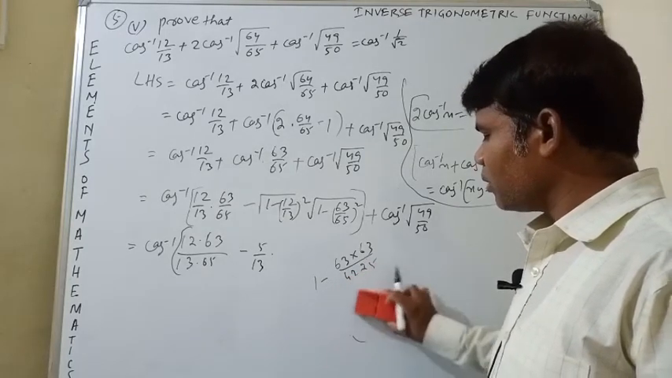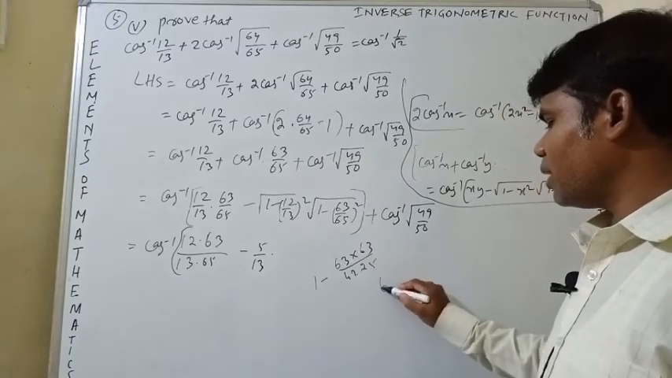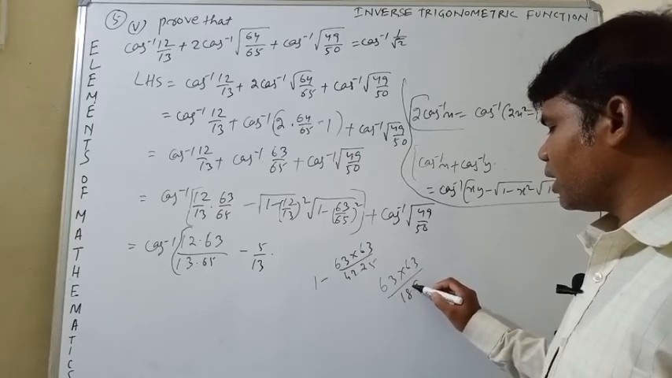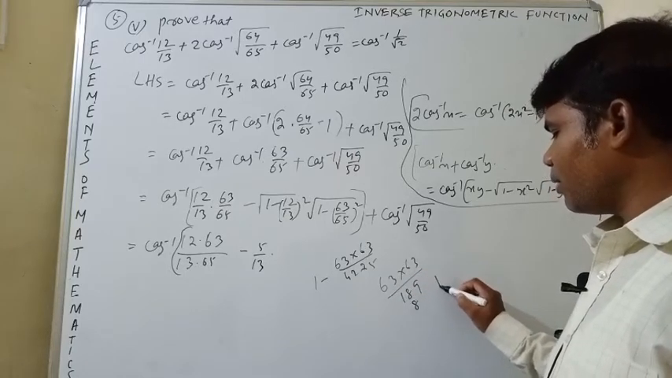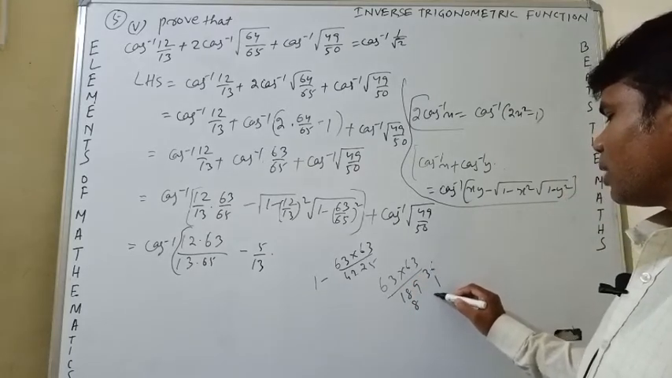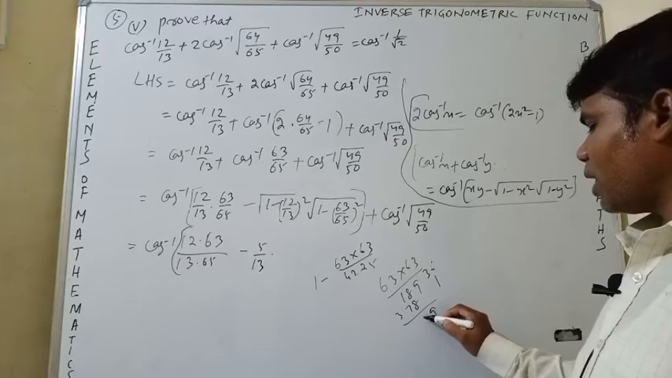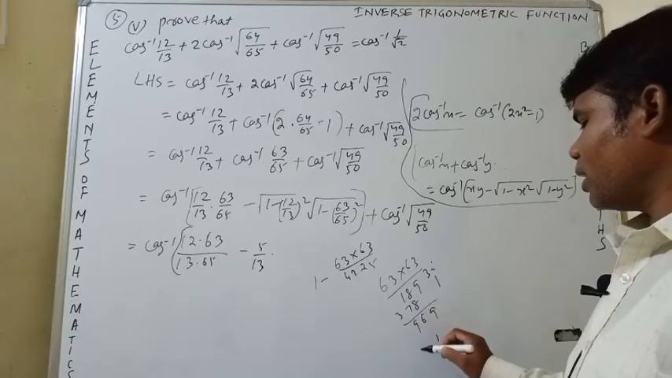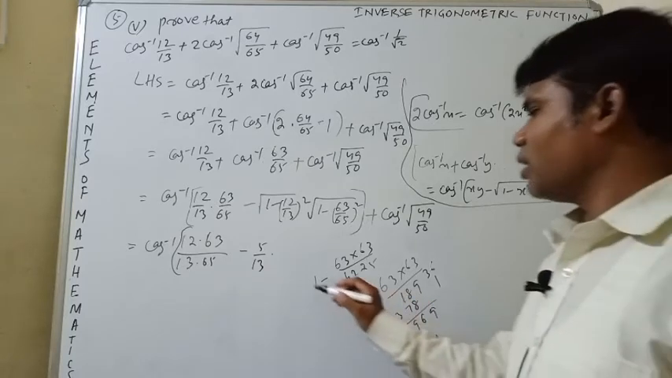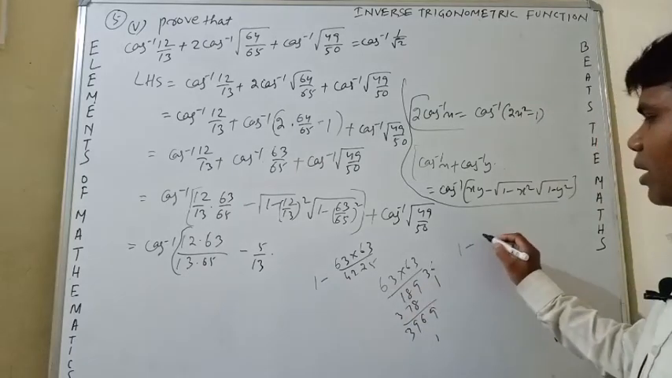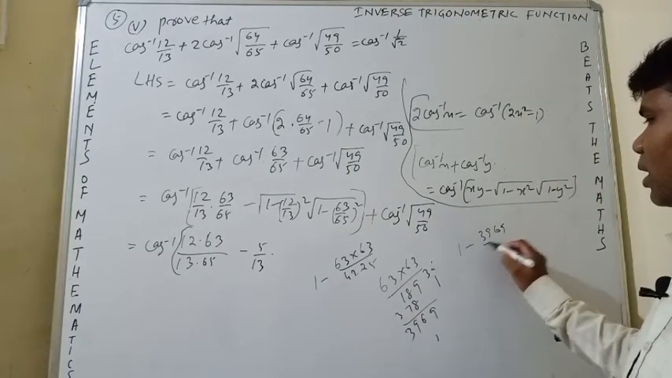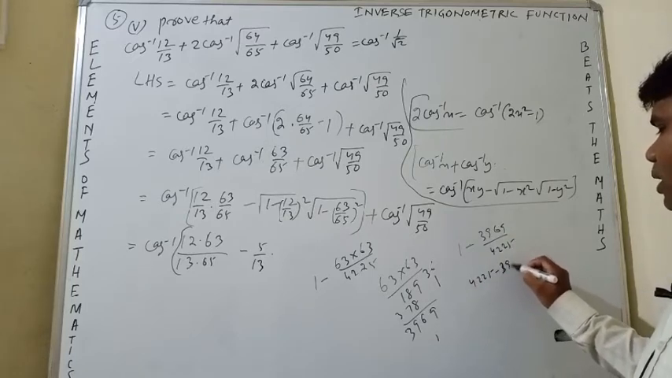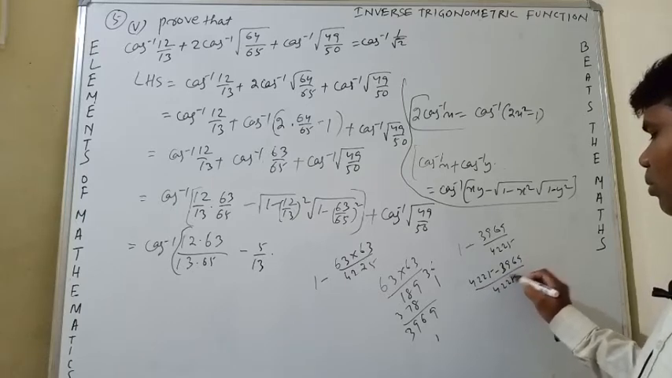So 63 into 63, how much? We have to multiply it. 63 into 63: 3 threes are 9, 3 sixes are 18, 6 threes are 18, 8, 1, 6 sixes are 36, plus 1, 37. So the result is 3969. So this is how much? 1 minus 3969/4225 is equal to root over (4225 minus 3969) divided by 4225.